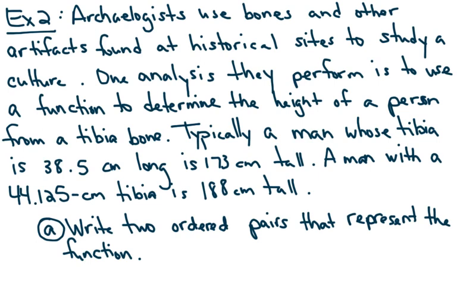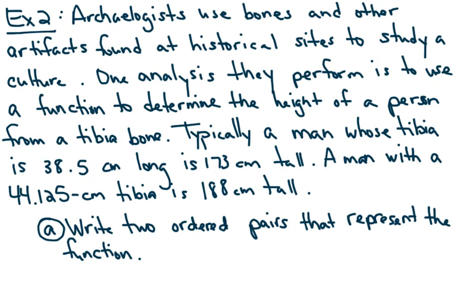So here in example 2, archaeologists use bones and other artifacts found in historical sites to study culture. One analysis they perform is to use a function to determine the height of a person from a tibia bone. Typically, a man whose tibia is 38.5 centimeters long is 173 centimeters tall. A man with a 44.125 centimeter tibia is 188 centimeters tall. Write two ordered pairs that represent the function.